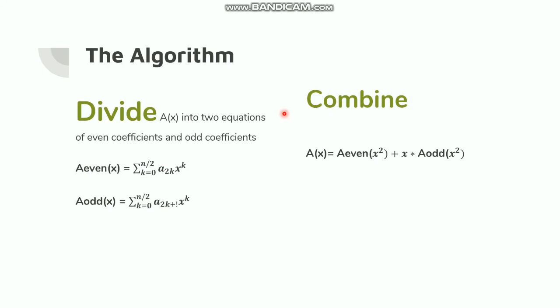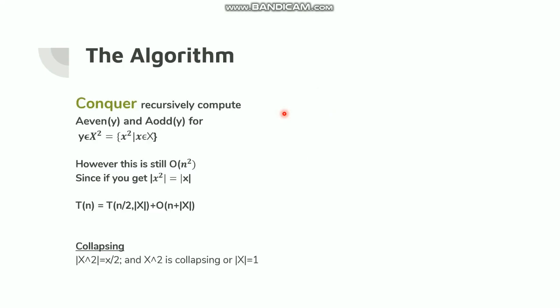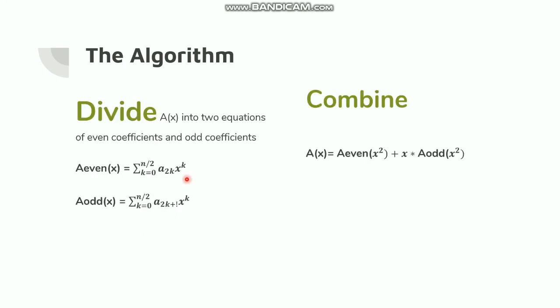So now we get to the rather tricky part, the conquer part. We recursively compute A even of y and A odd of y for y an element of x squared, such that x is an element of the set X. However, this is still n squared. Kasi yung x natin, hindi siya bumababa. Parang dito nababawasan lang sa atin is yung n lang every time na pinapasok natin. Pero yung x squared pa rin siya natin pinapasa.